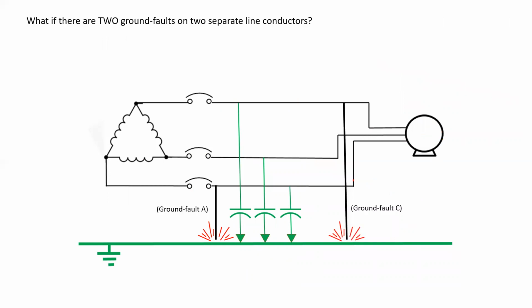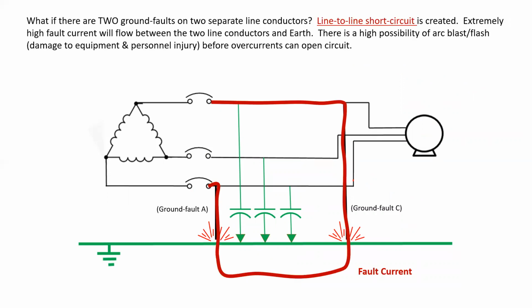Now, just like in a solidly grounded system, if two ground faults were to occur, of course, we're going to have a line-to-line short circuit and extremely high fault current will flow between the two line conductors and earth. There's a possibility of arc blast, arc flash, damage to equipment, and personnel injury before the overcurrent devices can open the circuit. And of course, the two overcurrent devices would open the circuit because of the high value of current flowing.